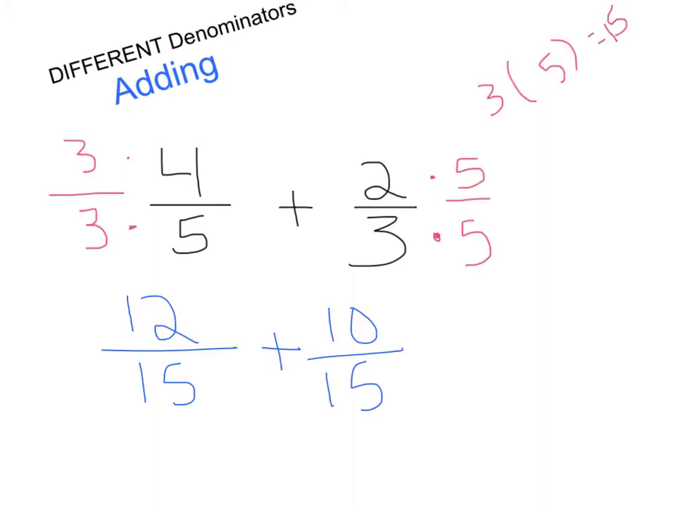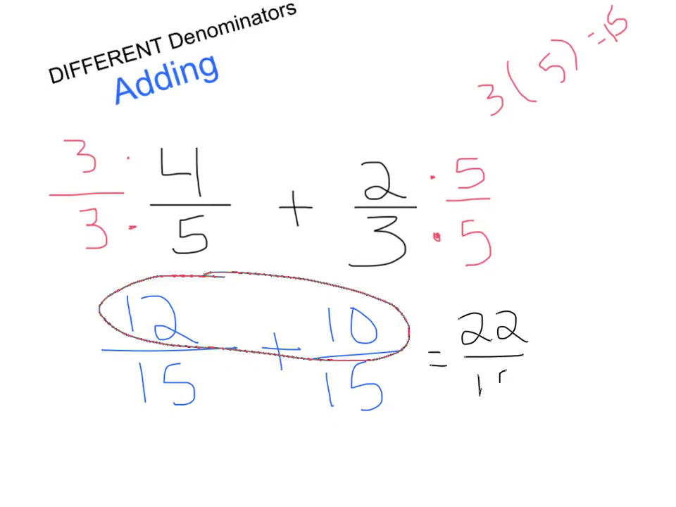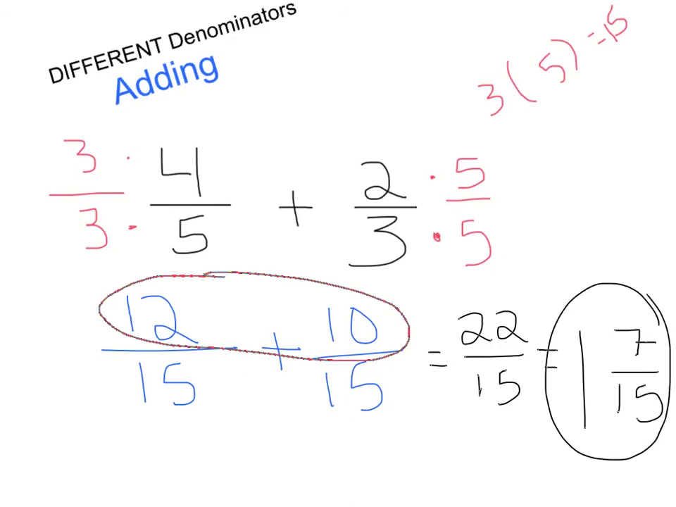Okay, so now I have a common denominator of 15, and now I can add my two fractions by adding the numerators. 12 plus 10 is 22, and that's 22 fifteenths, which is improper, so let's change it to a mixed number. 15 goes into 22 once, with how many left over? 7. And then the denominator of 15 stays the same. And that is simplified. 1 7/15.